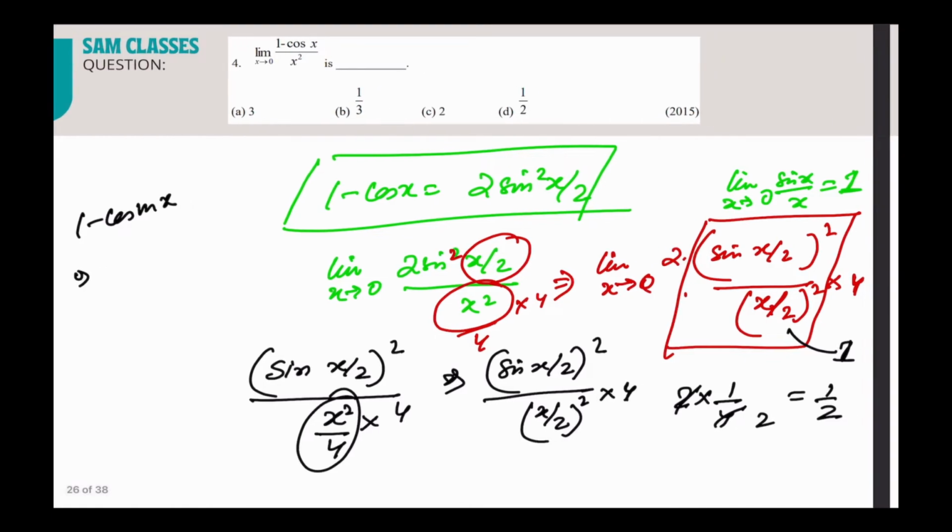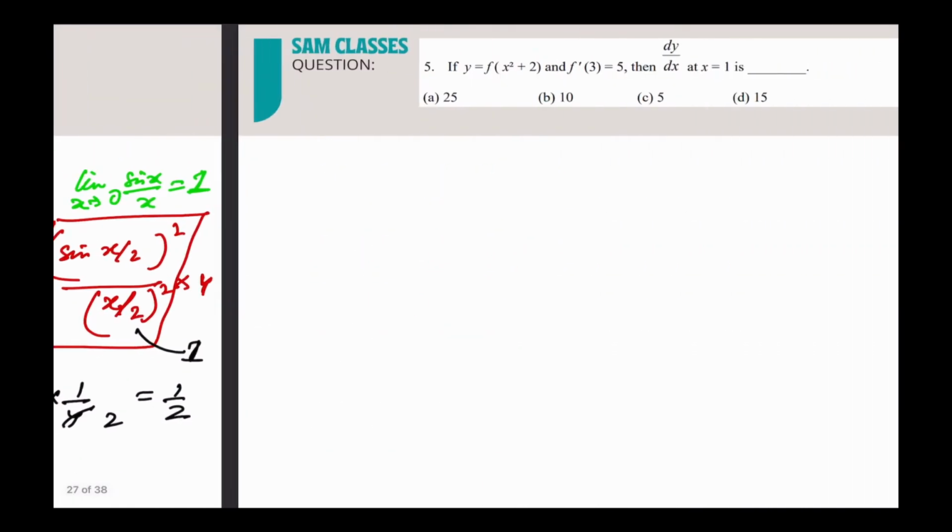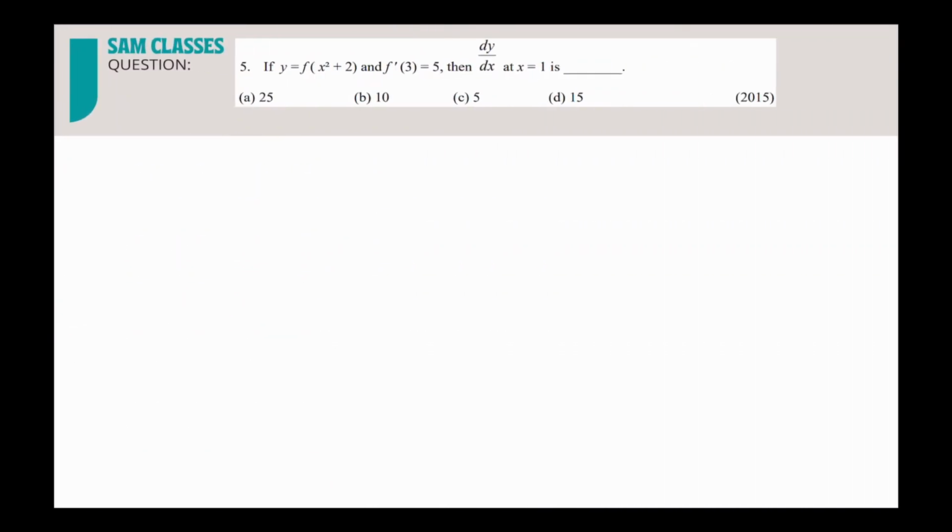Clear? Now done. Let's see the next one. Now let's see this question. y is equal to f of x square plus 2. Okay. Differentiate it. It's basically simple chain rule. So don't get scared like, sir, y is there, f function is there, something very difficult, we don't know. Differentiate, simple.